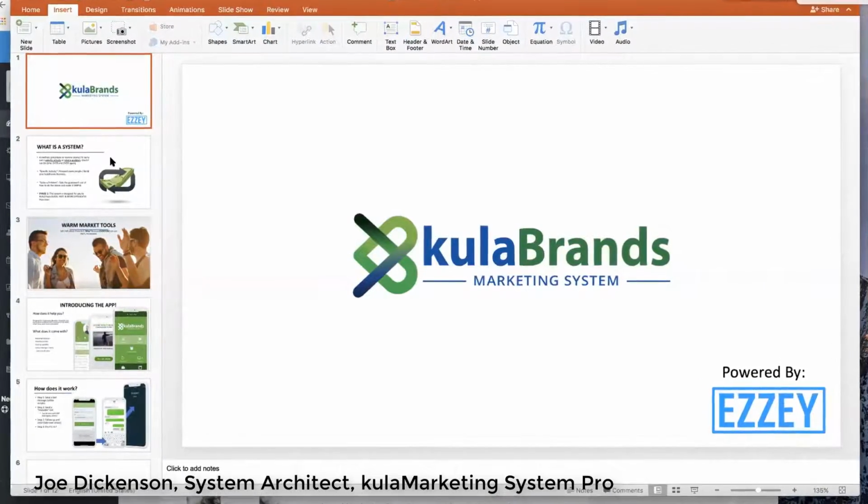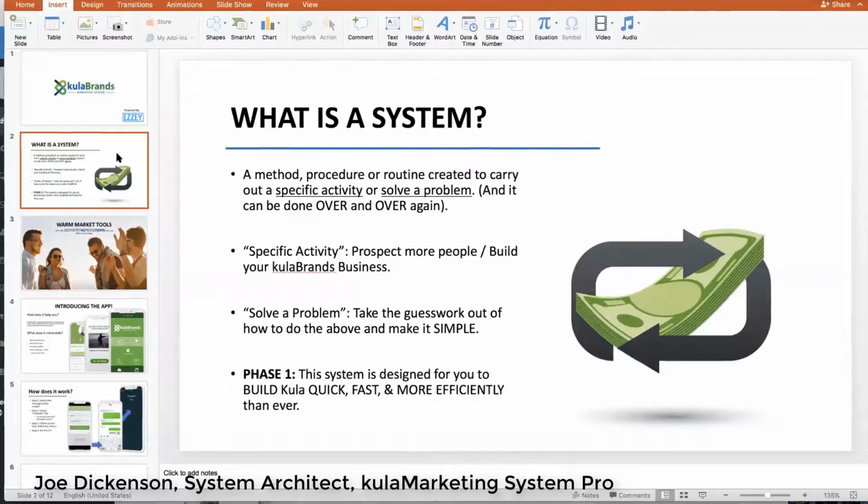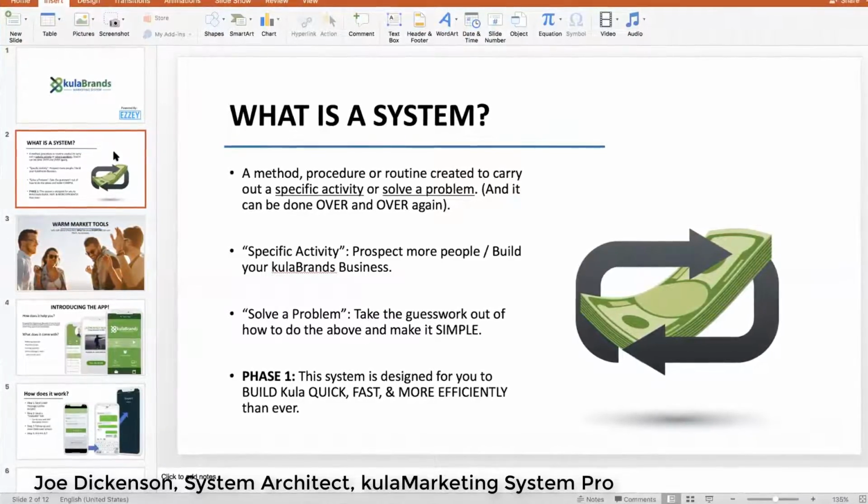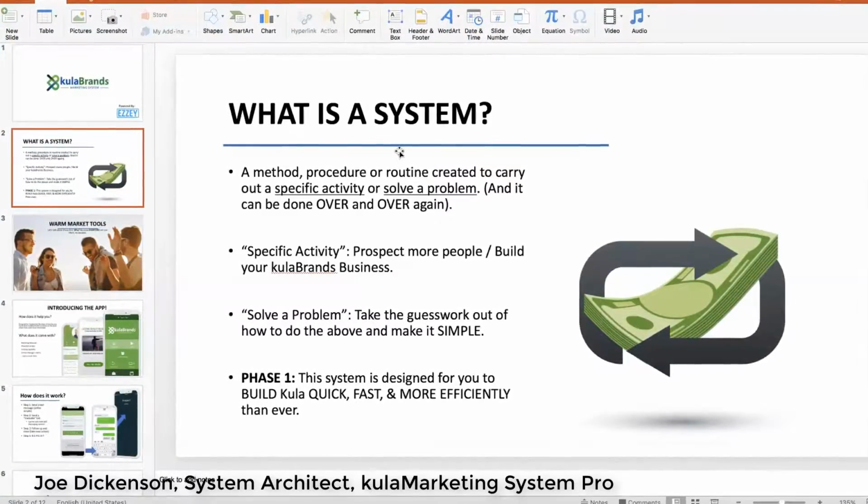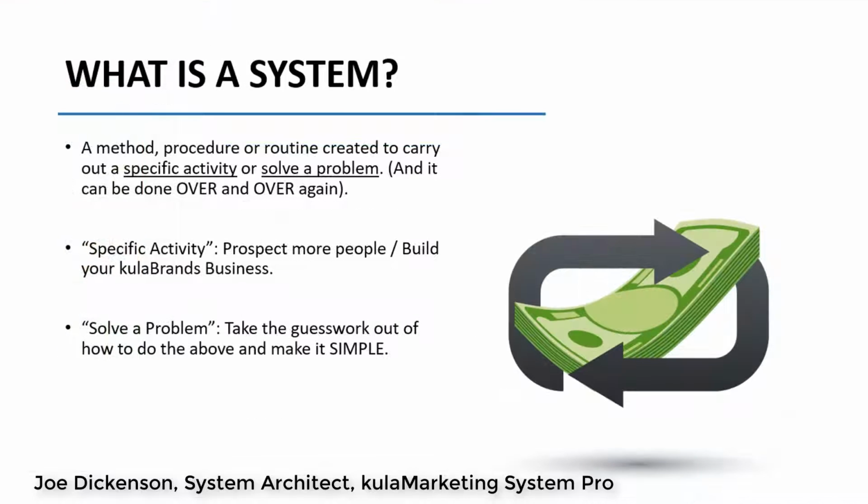So I always start with this because some people don't know exactly what a system is, so I want to clarify. A method, procedure, or routine created to carry out a specific activity or solve a problem. And it can be done over and over again. What's that mean? Duplication, right? So what's the problem? Or what's the activity? Prospect more people and build your kulaBrand's business.